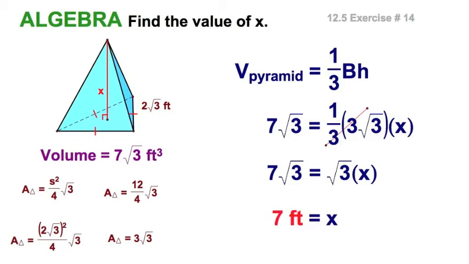Excellent. And let's just check our dimensions again. On the left side, on the 7 radical 3, we had cubic feet. And these were, of course, square feet. When we divide cubics by squares, we're going to get linear or just plain feet. So it checks out okay. 7 feet is the height.